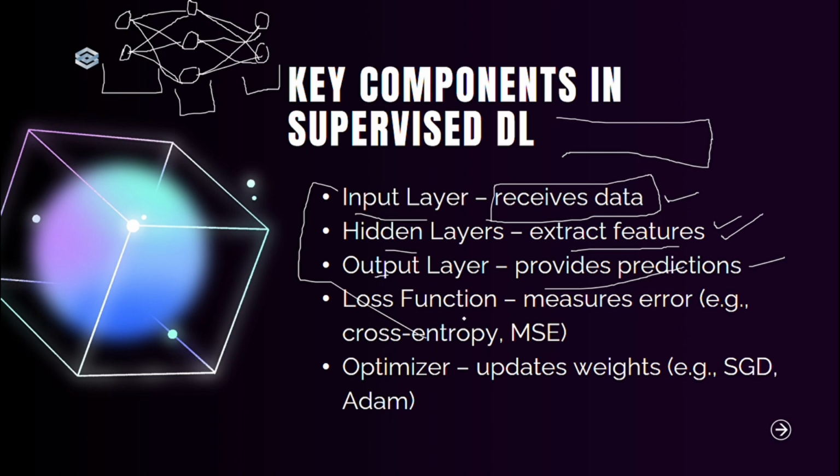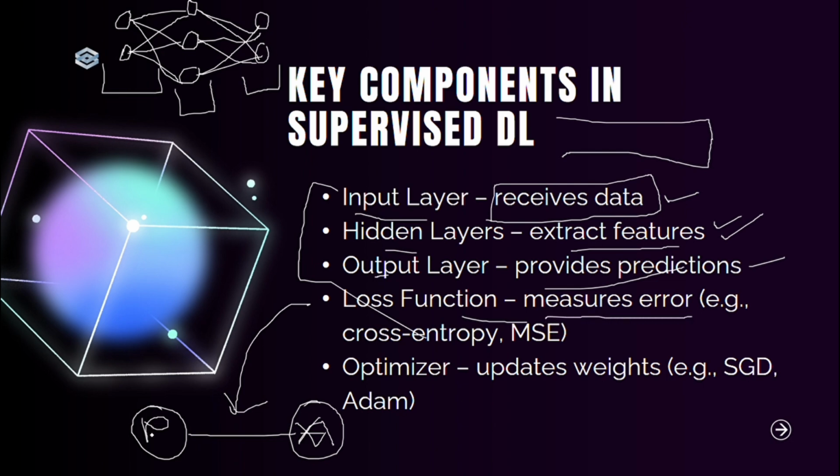So here is the loss function. It is the difference between the predicted value and the actual value. It is used to measure the error between the predicted value and the actual value, how much error we are finding. That concept comes under the loss function. Then come the optimizers, which update the weights, like SGD and Adam. These are very important concepts.